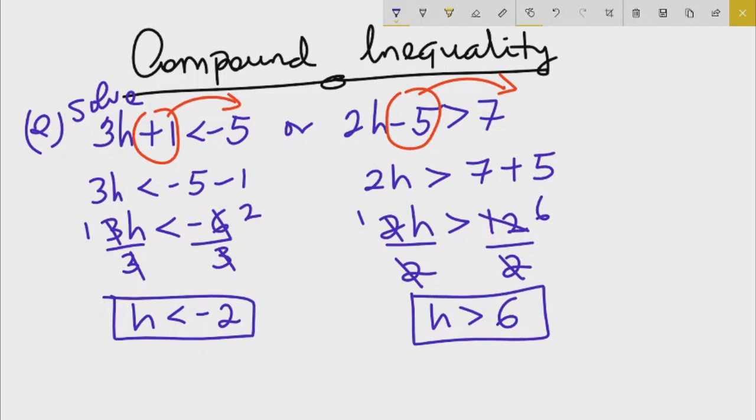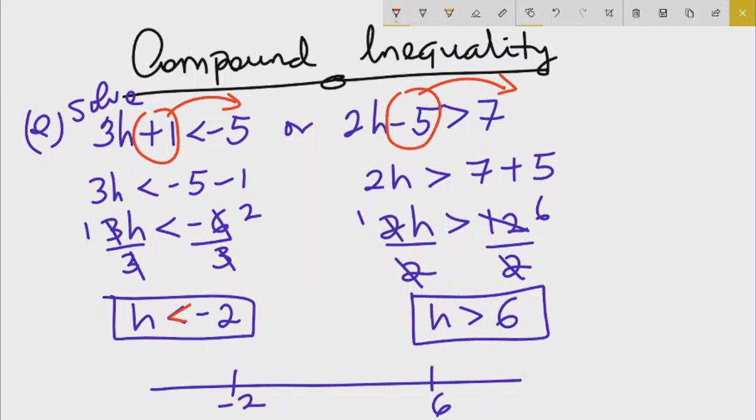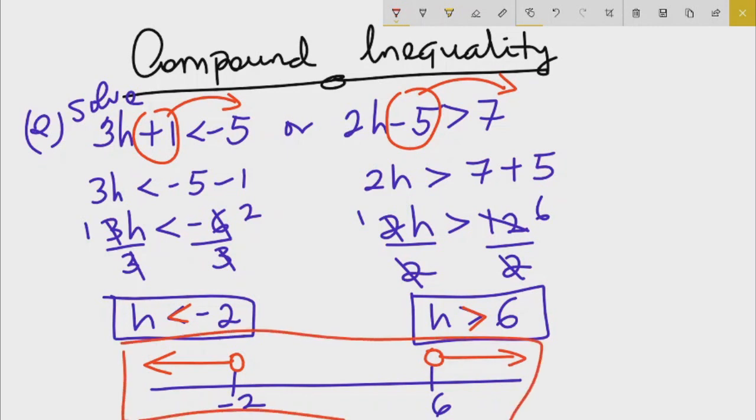Now we want to combine these two. You have negative 2 and you have 6. What you want to do is graph each of these inequalities. We are dealing with less than, so that's going to be an open circle going to the left. We are dealing with greater than, so that's also going to be an open circle going to the right. And this is the answer. To write the answer together, you say h less than negative 2 or h greater than positive 6. And that's it. Okay, thank you.